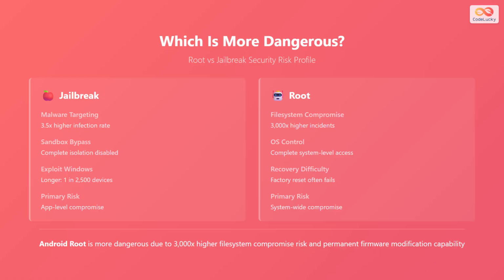So which is more dangerous? Android rooting is significantly more dangerous than iOS jailbreaking. While both increase malware risk 3.5 times, rooted devices experience file system compromises 3,000 times more frequently. This means attackers can modify core system files that are much harder to recover from. Jailbreaking primarily affects app-level security where the sandbox is bypassed, making it dangerous but somewhat contained. Rooting bypasses the entire operating system security, giving attackers complete control over the device. This makes rooting the greater threat overall.